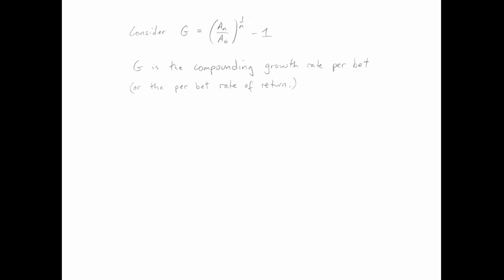So what I want to do is not bet the entire bankroll on every single bet generally, right? So what I'm looking to do is to maximize the growth rate in that bankroll, and the way that I do that is to define this expression, a sub n over a sub 0 to the power 1 over n, minus 1. This is called G. It's a compounding growth rate per bet.